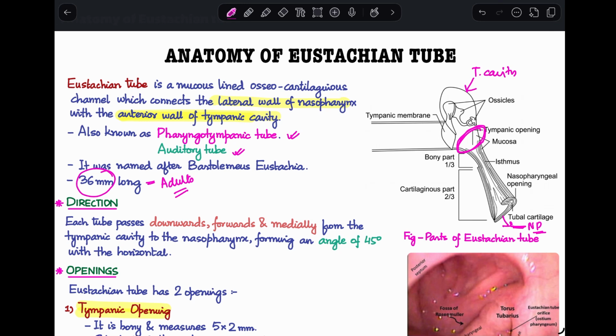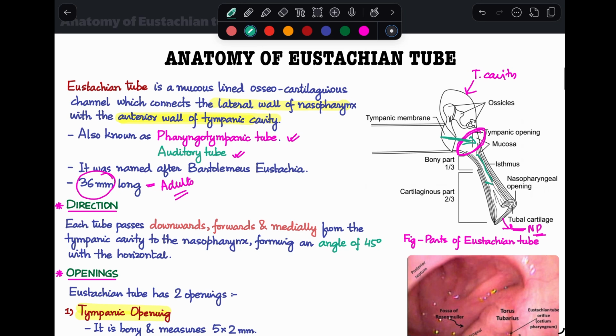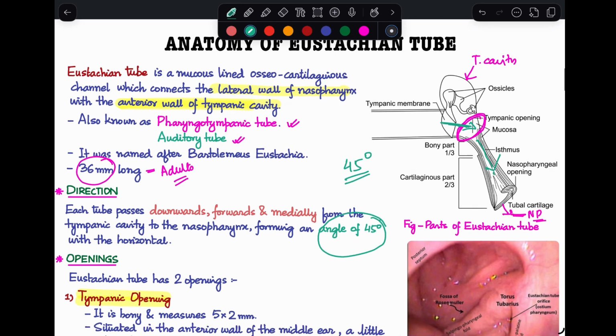So now let's talk about the direction of the tube. If we look at the image on the right side, we can see the tube is starting here at the anterior wall of the tympanic cavity. At this level, it is moving downwards, forwards, and medially towards the nasopharynx. And it forms an angle of 45 degrees with the horizontal. This angle will also differ in the case of an infant. In adults, this angle with the horizontal is about 45 degrees.